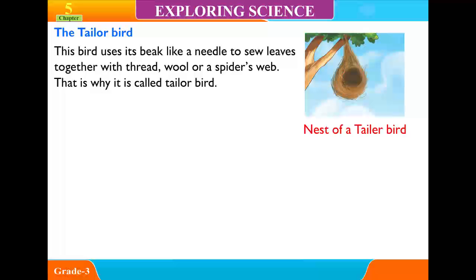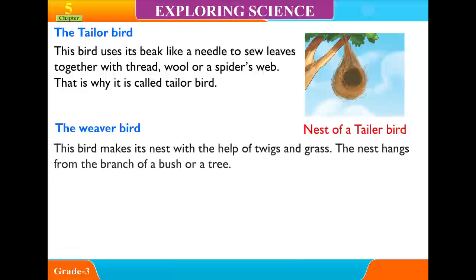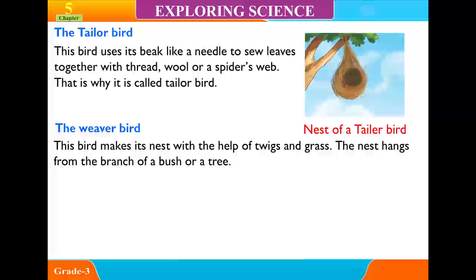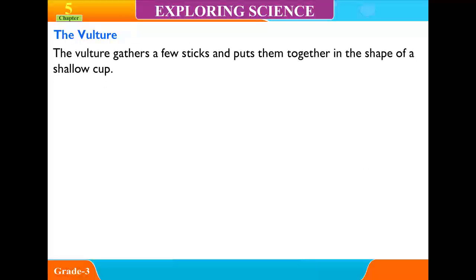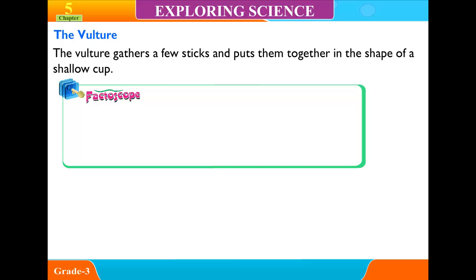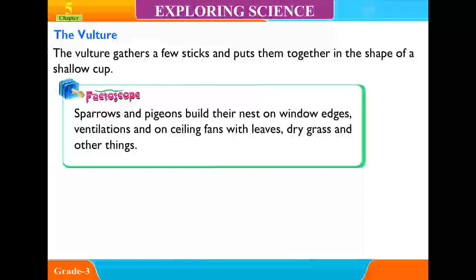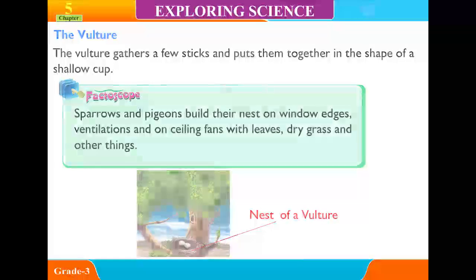Nest of a tailor bird. The weaver bird makes its nest with the help of twigs and grass. The nest hangs from the branch of a bush or a tree. Nest of a weaver bird. The vulture gathers a few sticks and puts them together in the shape of a shallow cup. Sparrows and pigeons build their nests on window edges, ventilators, and ceiling fans with leaves, dry grass, and other things. Nest of a vulture.